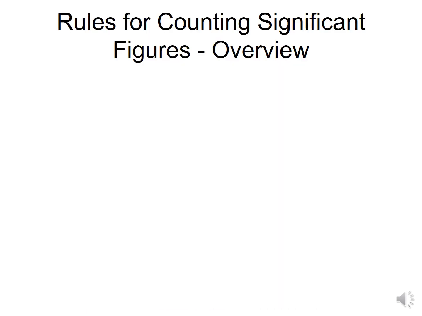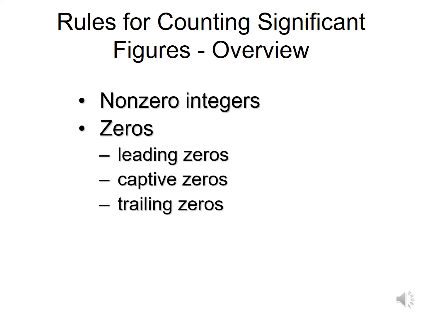How do we know which digits are significant and which aren't? And as we'll see, it depends on the sort of digit we're looking at. For instance, there's a rule for non-zero integers, in other words, the integers from 1 to 9, and there are other rules for zero integers, depending whether they are leading zeros, captive zeros, or trailing zeros, and finally, there's a rule for exact numbers. So let's look at those rules in detail.